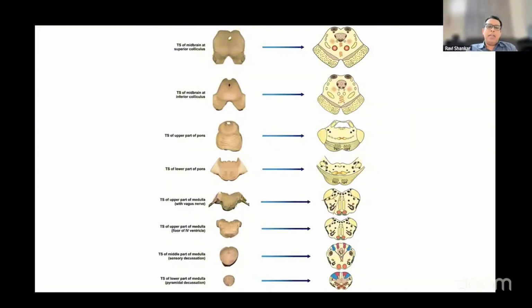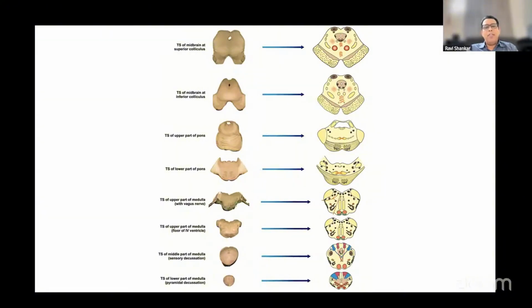We study this anatomy at three levels, mainly at pyramidal decussation, at sensory decussation, and at the level of the floor of the fourth ventricle. If we study the pontine part of the brainstem, that is at two levels, that is the lower and upper part of the pons. And if we study midbrain, that is again at two levels, that is at the level of superior and inferior colliculus.